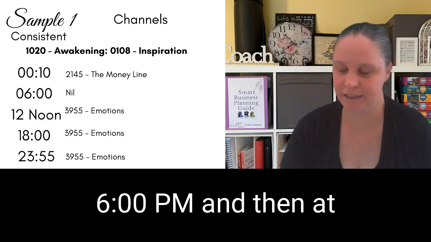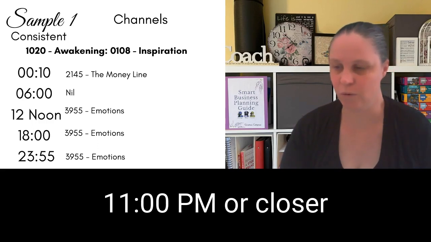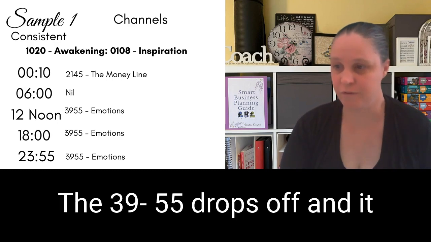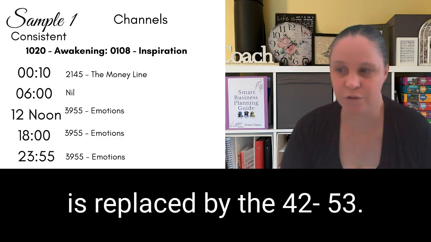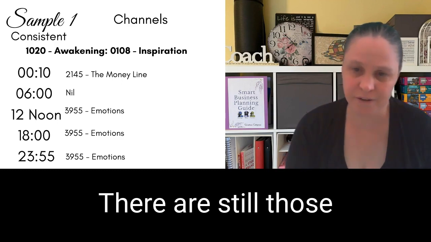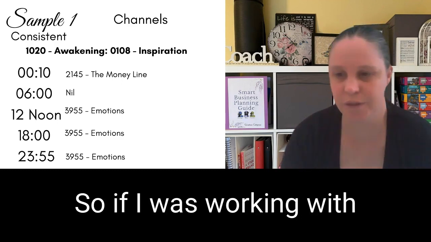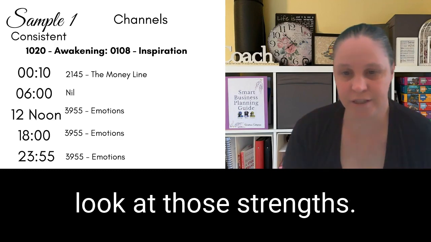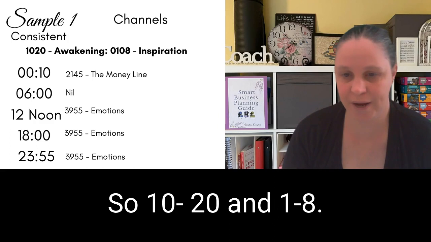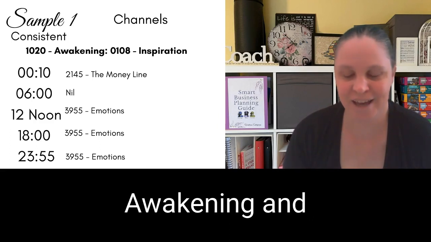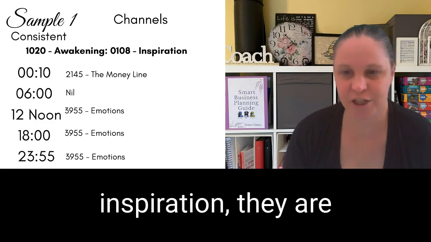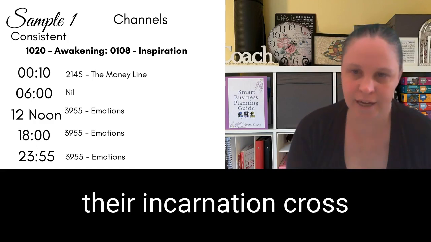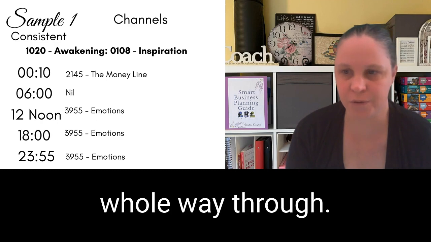And then at 11 p.m., or closer to midnight was the timing that I was using, the 39-55 drops off and it is replaced by the 42-53. There are still those consistencies. So if I was working with this person, we would first look at those strengths. So 10-20 and 01-08, awakening and inspiration, they are consistent for this person the whole way through. Their incarnation cross is consistent the whole way through.